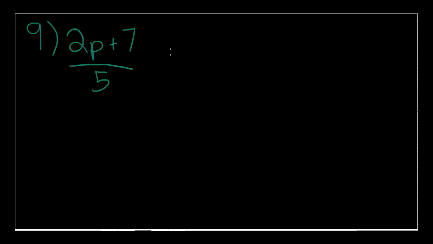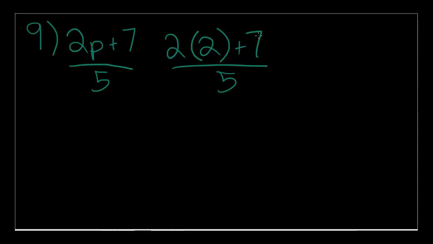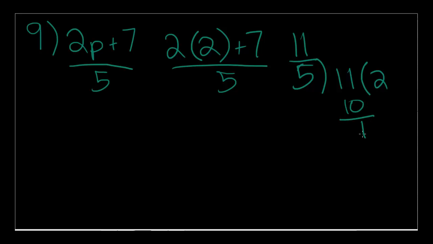Let's start with choice A, which is 2 for p. So 2 times 2 plus 7 divided by 5. 2 times 2 is 4, plus 7 is 11, and divided by 5 will have a remainder of 1, if I'm not mistaken. Yeah, a remainder of 1. And that doesn't work, because the remainder has to be 3. So A is not the correct answer.